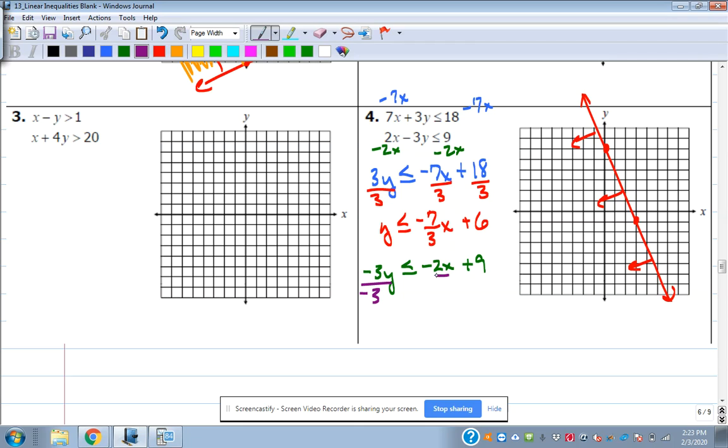Divide by negative 3. Flip the symbol. Good job. 2/3 x minus 3. Or negative 3 up 2 over 3. This happens to be a solid line.